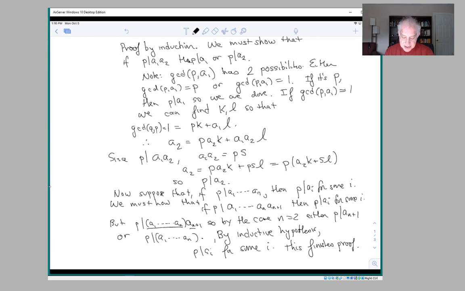So it's kind of a nice trick. You take the n plus 1 numbers and you convert them into two numbers, and then from the two numbers you go back to n numbers and you get what you need. So that probably requires some thought, but that's the idea.